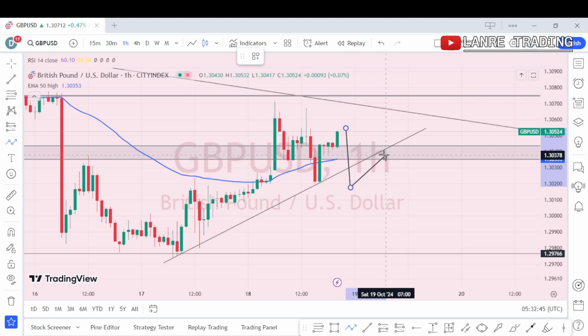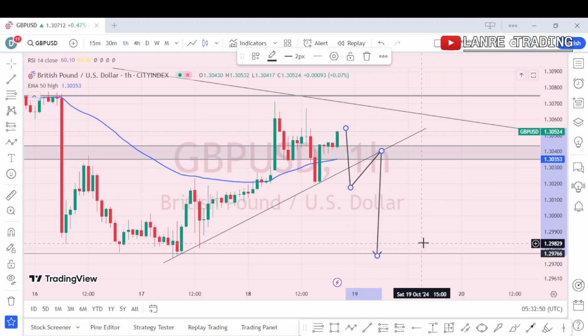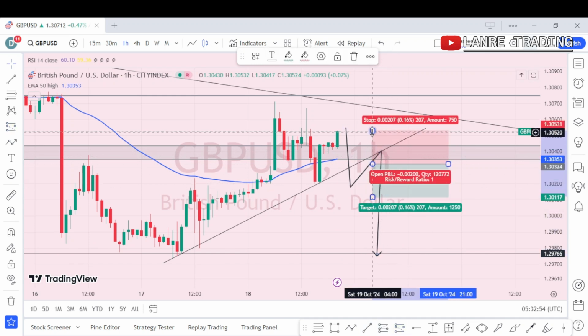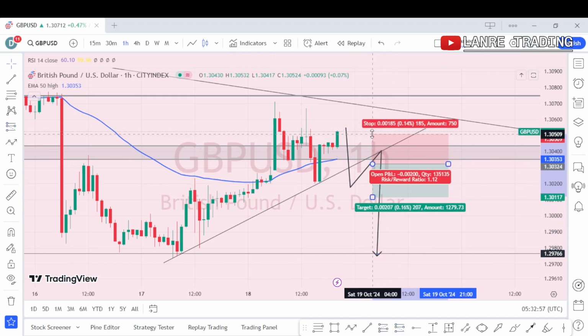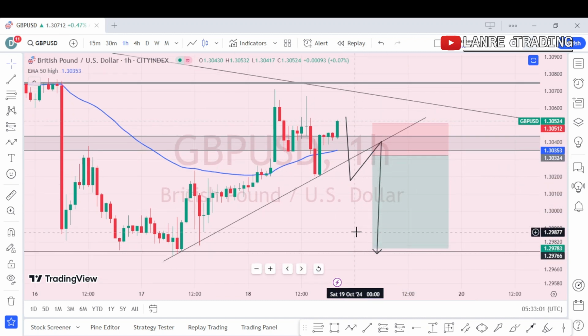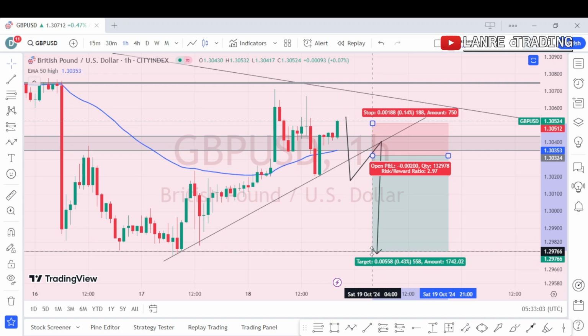Just wait for price to take out this trend line, then a retest on this major level right about here, and you can sell down here. All you need to do is find a candlestick formation somewhere around here. So your take profit can be somewhere down here.